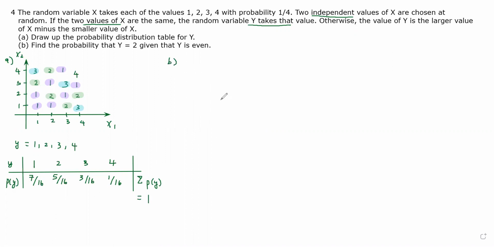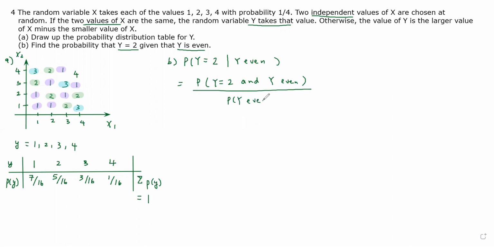Part B, find the probability that y is 2 given that y is even. This is a conditional probability. We find that the probability y is 2 given that y is even. So for conditional probability, we find the probability y is 2 and y is even all over the probability that y is even. Y is 2 and y is even. This is the intersection of getting a y value of 2 and even.